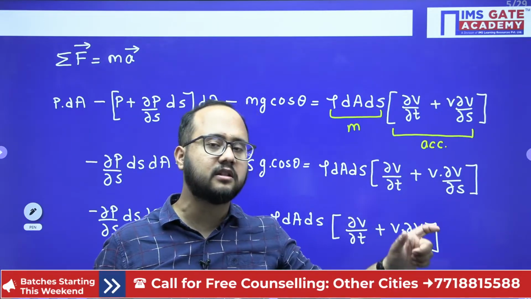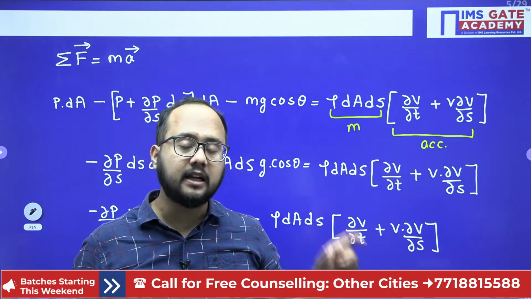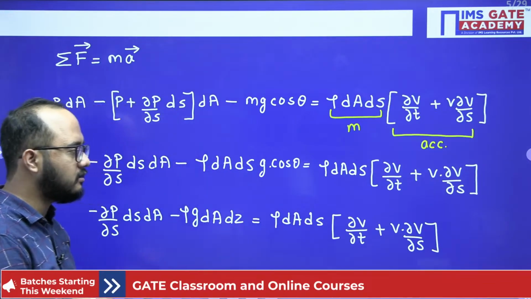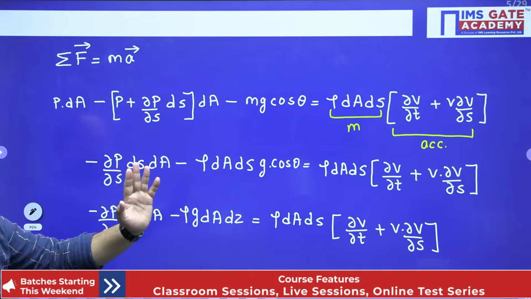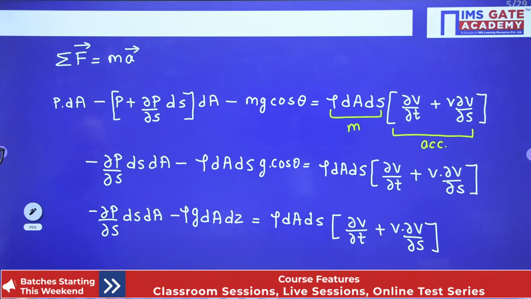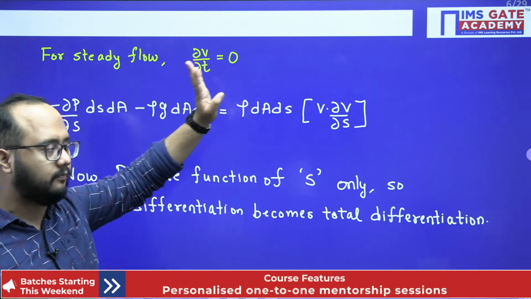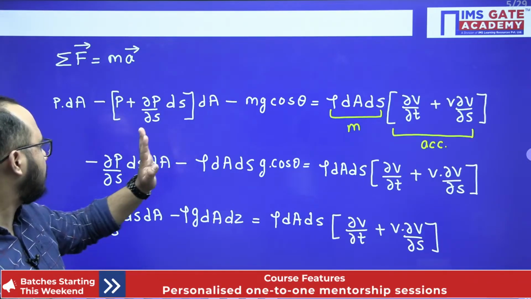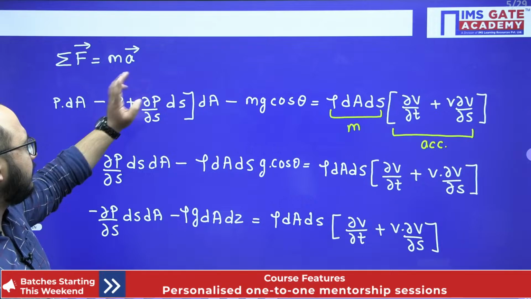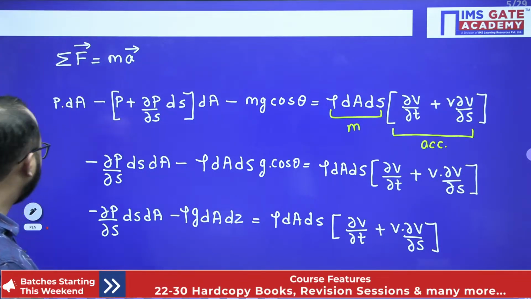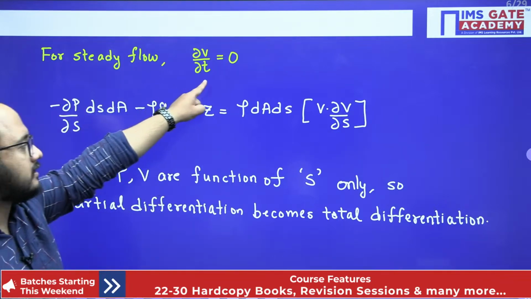So you can just watch the playlist, and in the playlist you will have one lecture on velocity and acceleration. You can watch that lecture also. Now, this is the basic mathematical simplification I have done, and then later I have assumed steady flow, so ∂V/∂t becomes 0. ∂V/∂t we have taken as 0 for the steady flow.